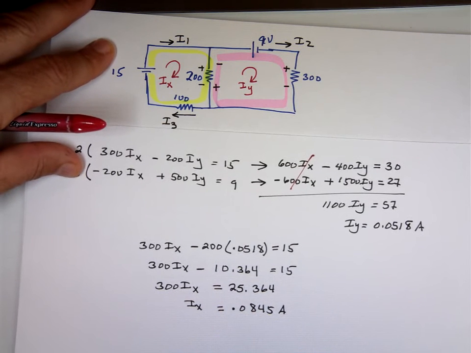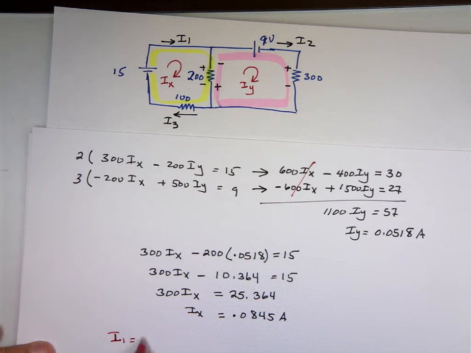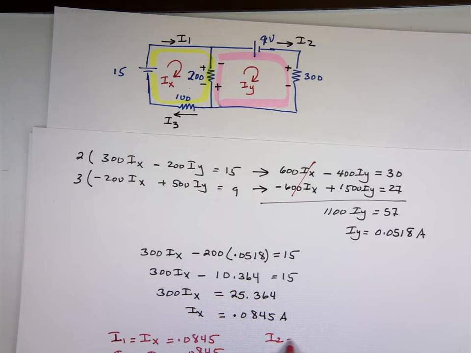You want to know what I sub 1? I sub 1 is I sub x, which is 0.0845. You want to know what I sub 3? I sub 3 is still I sub x. You want to know what I sub 2? I sub 2 is I sub y.